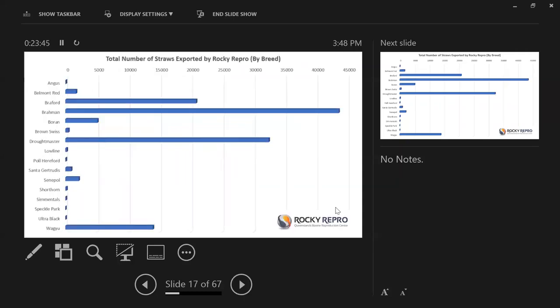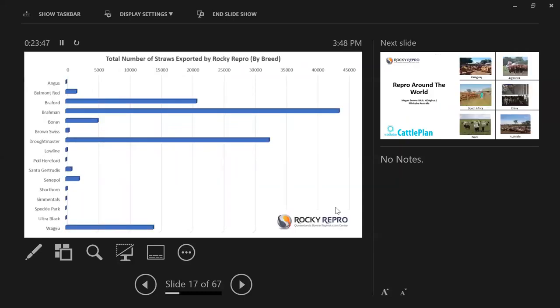And then this last graph just accumulates all that data. So from 2015, which is not when Rocky Repro started exporting, that data was too hard to collate. But since 2015, up to September I think, there have been 43,560 straws of Brahmans sent overseas around the world from Rocky Repro. So I don't know what countries they went to. Well, I do, but I don't have that data here. And then Droughties weren't too far behind, and yeah, there's a few other breeds.